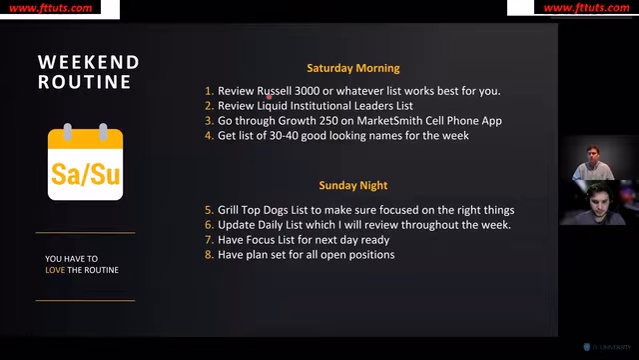I think it's unrealistic to think you're going to come in and make money consistently after a year or two of studying. Doing things like this is going to help you speed up that learning curve because you're going to look at thousands of charts. Well said. And you kind of sum it up. You have to love the routine, right? You have to put in the work.